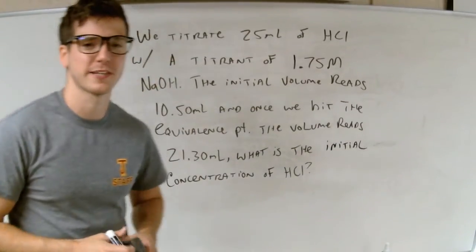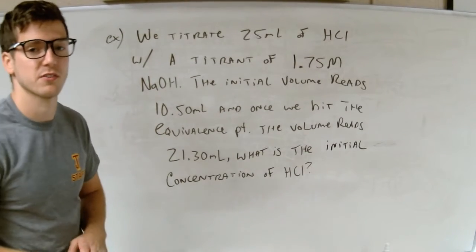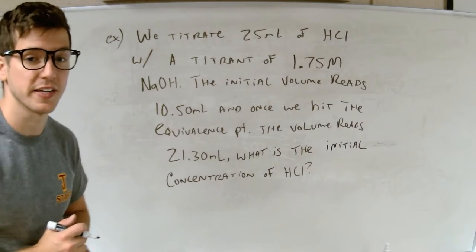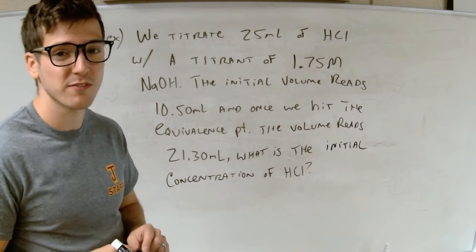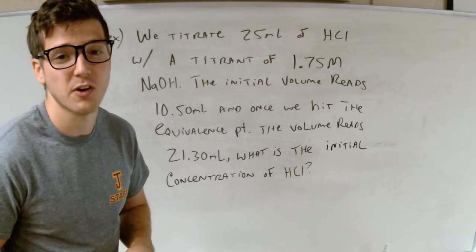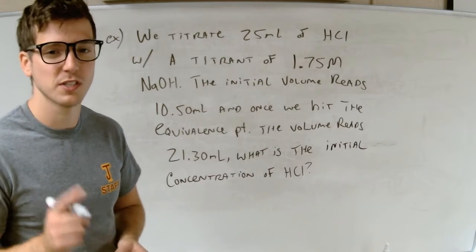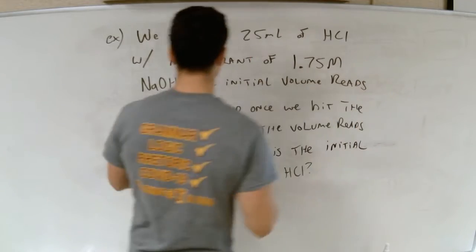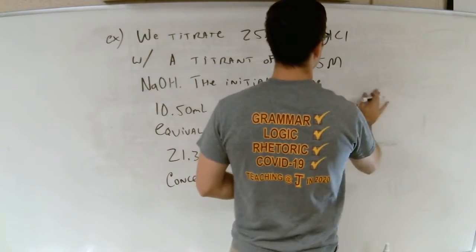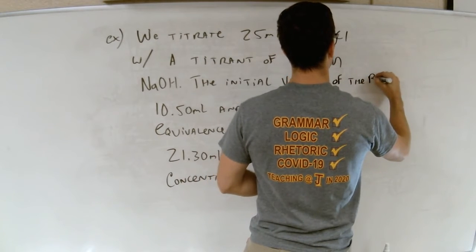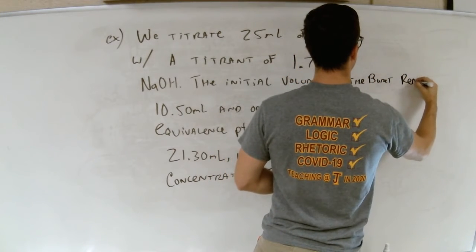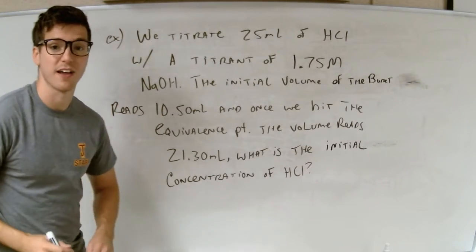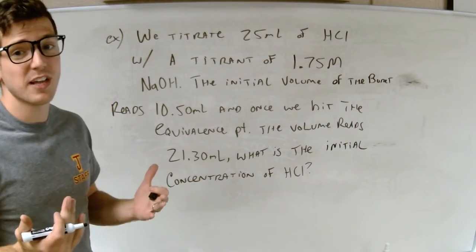Alright guys, let's do one more titration problem just to help us with the basics, okay? It says we titrate 25 milliliters of HCl with a titrant of 1.75 molarity NaOH. The initial volume of the burette reads 10.50 milliliters, and once we hit the equivalence point, the volume reads 21.30 milliliters. What is the initial concentration of HCl?